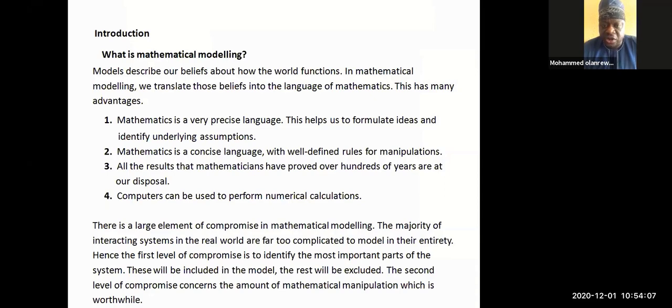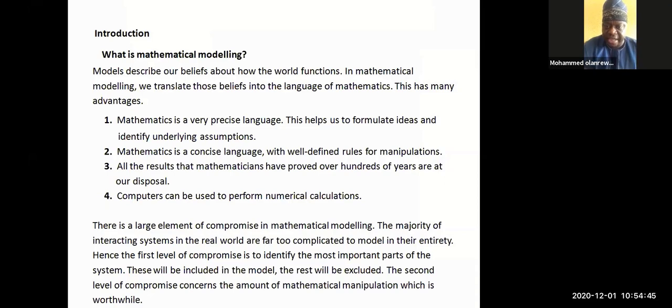Three, all the results that mathematicians have proved over hundreds of years are at our disposal. Four, computers can be used to perform numerical calculations. There is a large element of compromise in mathematical modeling. The majority of interacting systems in the real world are far too complicated to model in their entirety. Hence, the first level of compromise is to identify the most important parts of the system. These will be included in the model.